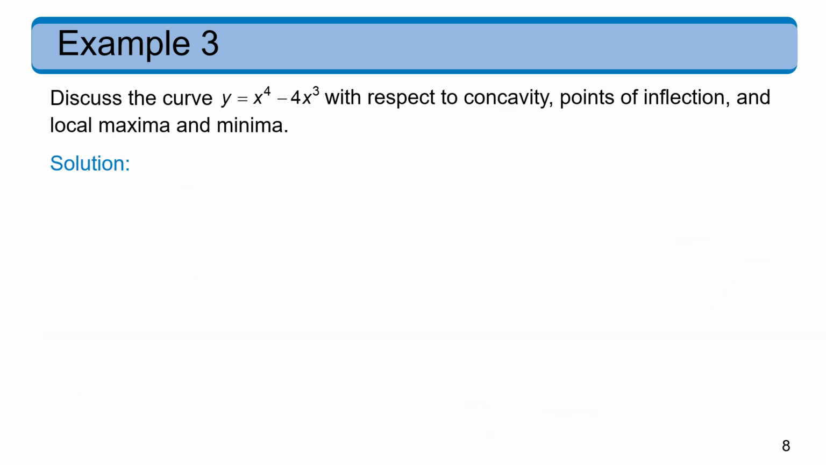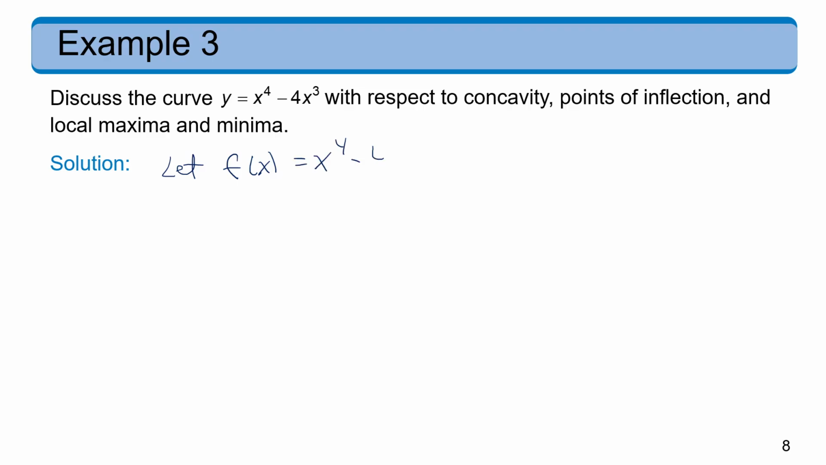We want to apply several of the techniques we've been talking about to the curve with the equation given here. So we want to discuss the concavity, points of inflection, and then also the local max and min. So first of all, let's give this curve a function name. Just replace y with function notation f of x.